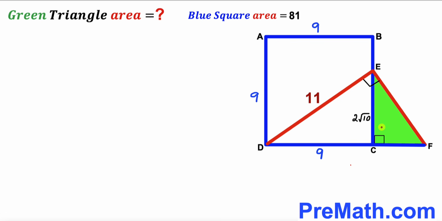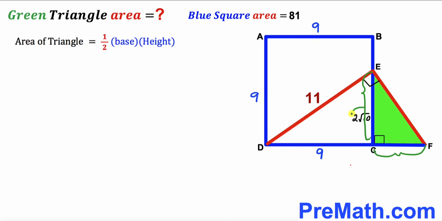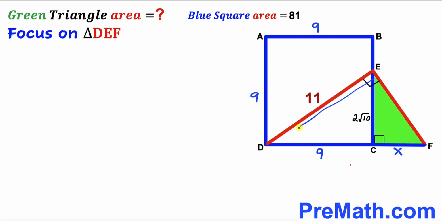Since we are interested in calculating the area of this green shaded triangle, let's recall the area of a triangle formula. Area is always equal to a half times base times the height of the triangle. In our case, the base of this green shaded triangle is this CF length, and the height is 2 times the square root of 10. If we label this segment CF length as x, our task is to find the value of x. Now let's focus on this big right triangle DEF.